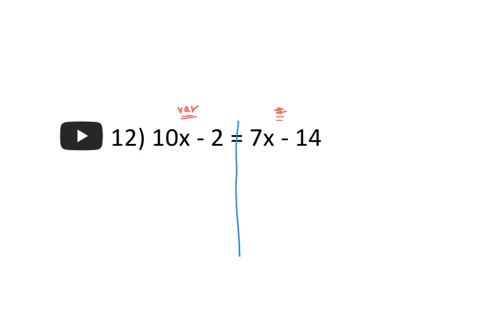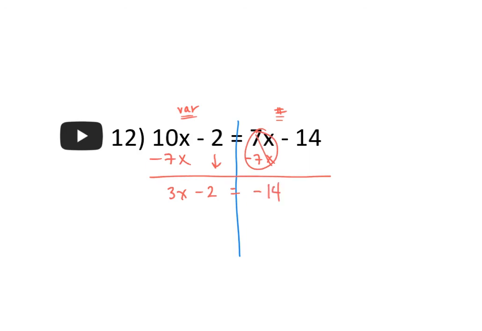So I'm going to start with this 7x, and to move it over to the variable side, we're going to do the opposite. So we're going to subtract 7x from both sides, and we're going to subtract it from the 10x since those are the like terms. This is 3x minus 2. The 2 comes straight down. This goes to 0, and we're left with negative 14.